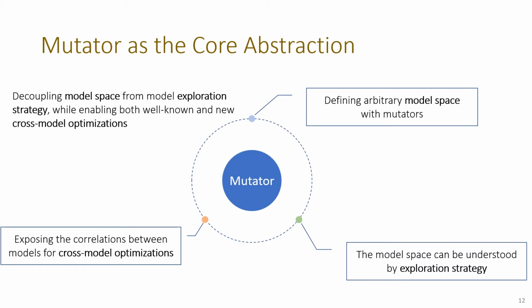Mutator could express arbitrary model space, making developers easily express a bunch of possible models they want to try. Exploration strategy can understand and search the model spaces that are expressed with mutators. Meanwhile, Mutator natively tracks the correlations between models, thus exposing many cross-model optimization opportunities.